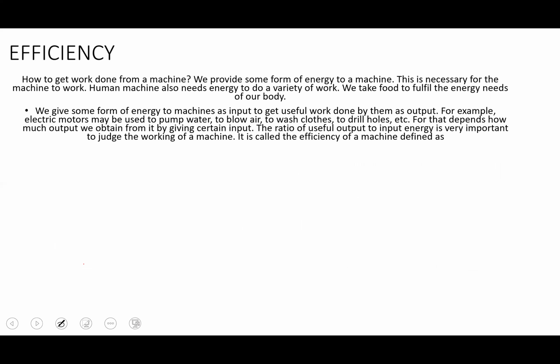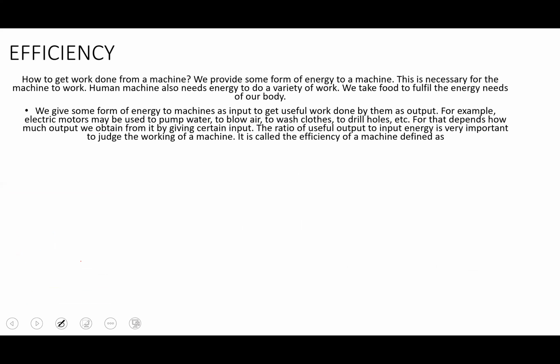Efficiency and power. Let's define efficiency first. How to get work done from a machine? We provide some of the energy to a machine. This is necessary for the machine to work. Human machines also need energy to do a variety of work. We take food to fulfill the energy needs of our body.